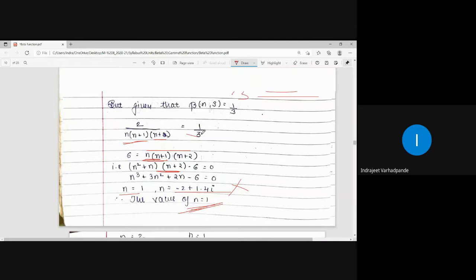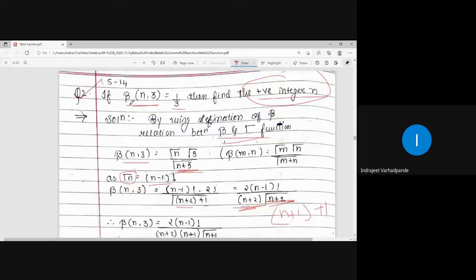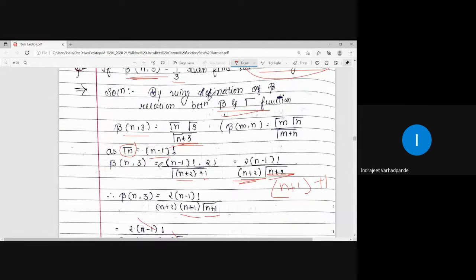So initially in the problem, if you see, it was beta n comma 3 is equal to 1 by 3. I used the relation between beta function and gamma function. Go on simplifying. Until the factorial of the unknown number cancels, we cannot proceed. So what I used is gamma n is n minus 1 factorial. n plus 3 can be split as n plus 2 plus 1. Apply the property gamma n plus 1 is n gamma n. So it became n plus 2 gamma n plus 2.